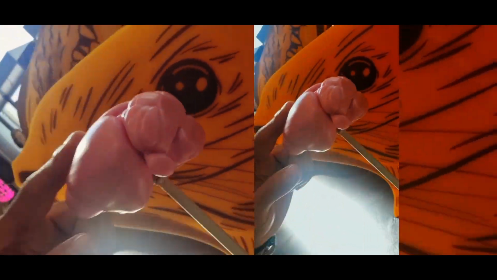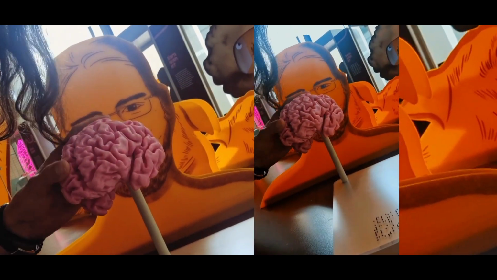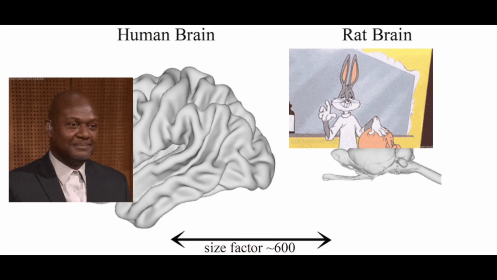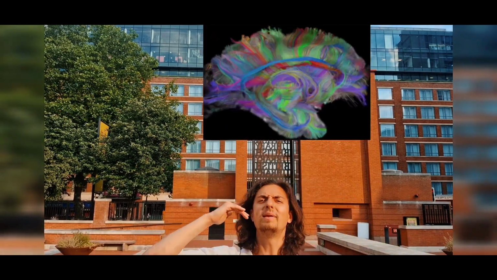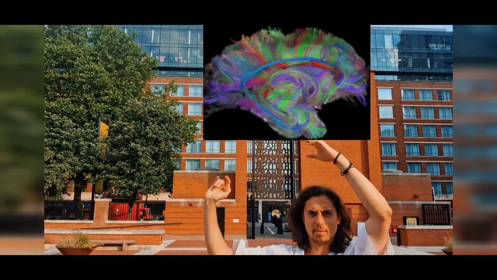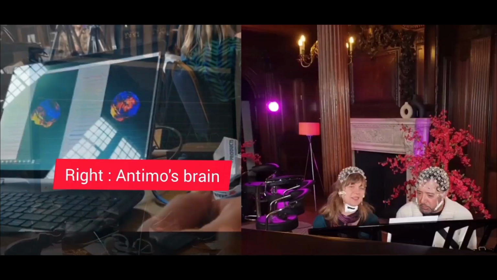I've come here to look at your brain. All right, let me just put a bit of makeup on my brain. So Antimo's brain should look something like this. Oh, my bad. I mean, something like this. The brain is a very complex thing with many different components interacting between each other.